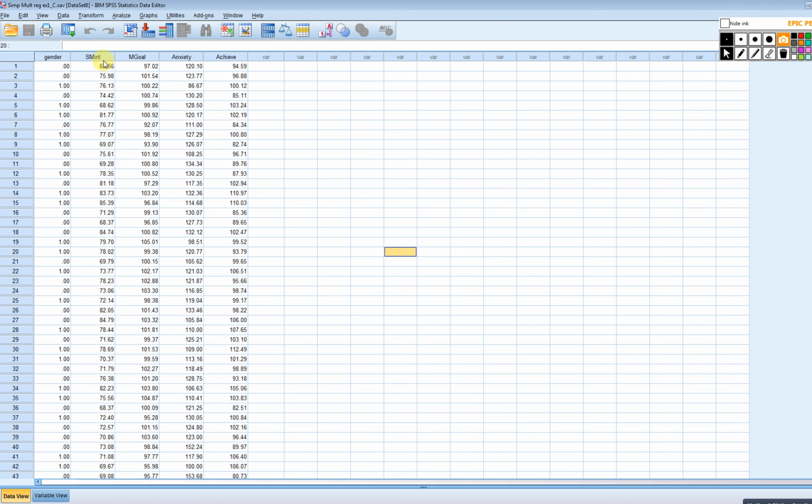Oftentimes, the predictor is basically treated as continuous, but however, regression analysis will support the inclusion of a categorical variable so long as it has only two levels. So in the previous illustration, or previous video, I modeled some relationships among some of these variables that you see here.